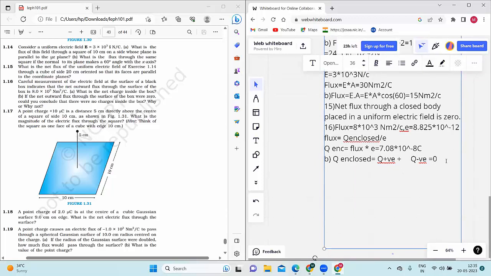If a body contains a 2 coulomb charge and a minus 2 coulomb charge, then the total flux linked with the body will be 0 as the net enclosed charge is 2 minus 2. The total sum of charge inside the body is 0. It doesn't mean that there is no charge present inside the body. So even if the net flux enclosed by the body is 0, there may be charge present inside the body.